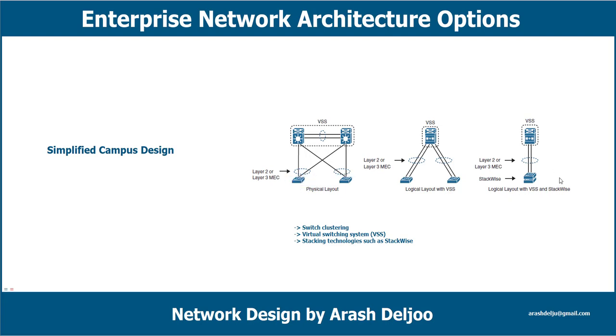also to each other, for example here, actually now we have 2 logical switches. The first logical switch is created by the VSS technology between the distribution switches, and the next logical switch is created with the StackWise technology between the access layer switches. And now all of these 4 links are connected to 2 logical switches. Because of that, again here you have the option of layer 2 or layer 3 multi-chassis EtherChannel.